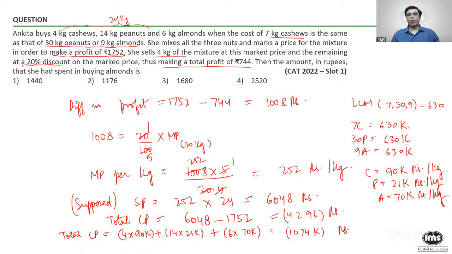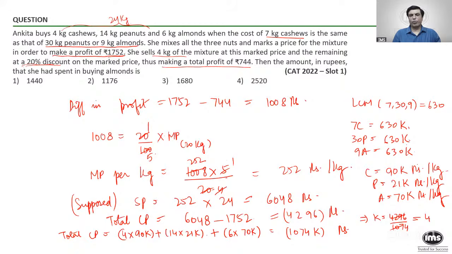And we already know from above that the total cost price is 4296. Right? Which means both should be equal. Both of them are representing the same quantity, the total cost price. So we can get the value of K. How much is K? Let's calculate K. K is nothing but 4296 upon 1074, which is simply 4.